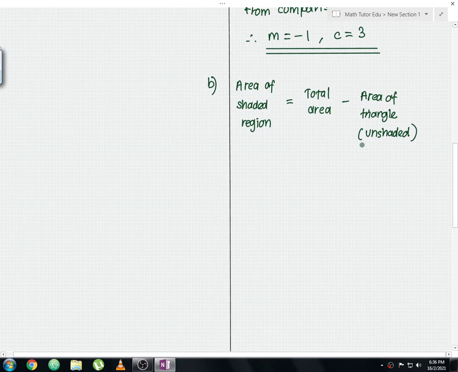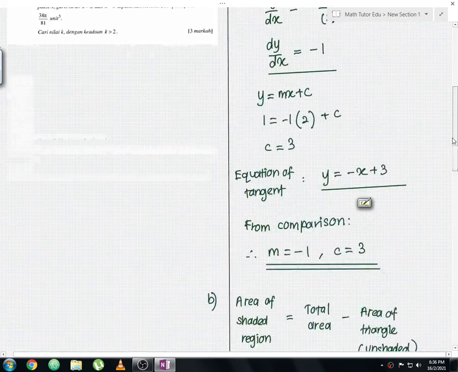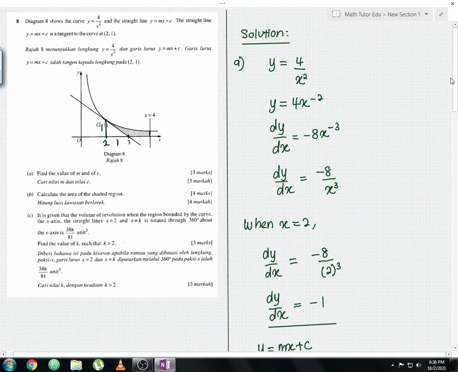Still don't get it? Let me scroll up. I'm going to show you from the diagram itself. As you can see here, the total area I mean is from the upper limit 4 to the lower limit 2. This is the total area, and you minus the area of the unshaded region, which in this case is the area of the triangle. Your triangle's base is 1, since 3 minus 2 is 1, and the height is also 1. Your y-axis is 1.